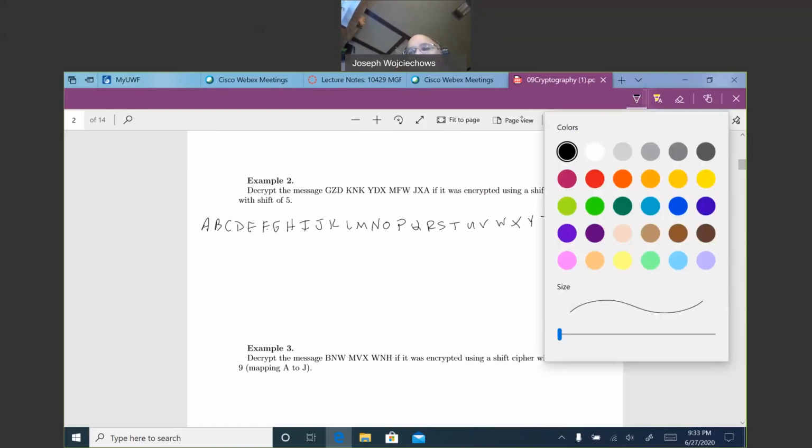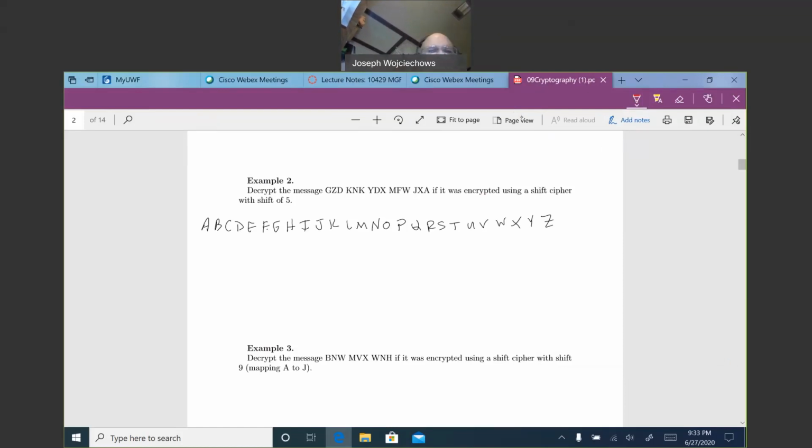And now we want to shift 5. So if we move 5, we're going to start with F. And that time we got it right. So now we have an encrypted message we want to decrypt. So we're going to be looking at the second row here.